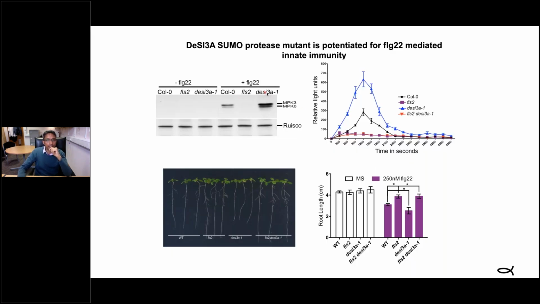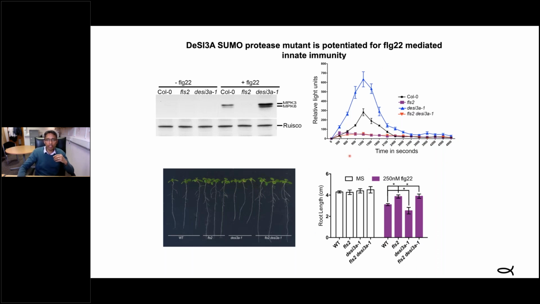And when you mutate the Desi3A, when you CRISPR it, plants are hyperpotentiated for immune responses because they are hypersumoylated for FLS2. And the MAP kinase cascade is activated more in this case compared to the Col-0 background. And the plants are more sensitive to flagellin on plates, and the root growth is inhibited. And when you cross it into the FLS2 mutant and put them on flagellin, it reverts the phenotype. So the Desi3A flagellin growth sensitivity on flagellin plates is working through the FLS2 receptor.